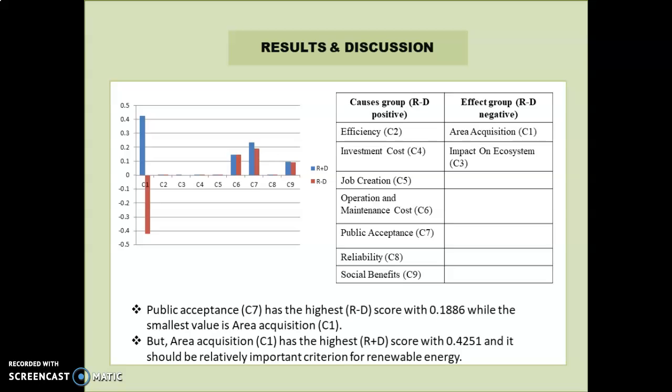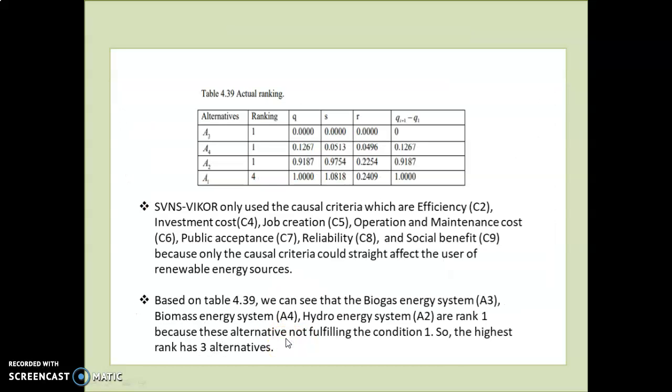In the discussion, it is shown that characters 2, 4, 5, 6, 7, 8, 9 are in the cause group, with R minus D positive, while character 1 and character 3 are R minus D negative. We found that public acceptance, character 7, has the highest R minus D score, while the smallest value is land acquisition, character 1. Character 1 has the highest R plus D score. It should be a relatively important criterion for renewable energy.